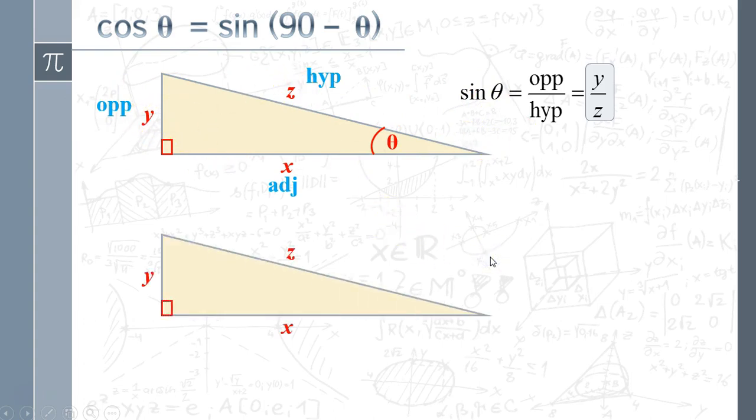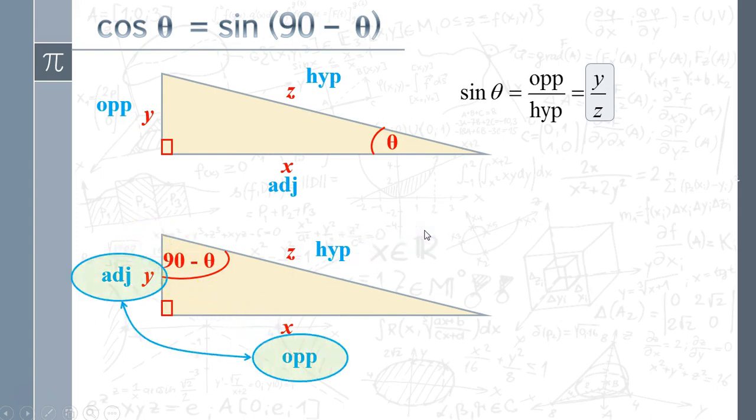Now let's take a look at the same triangle, but instead of looking at this angle in the corner here, let's have a look at this angle up here, which we know has got to be 90 minus theta. If we label our sides, so now that's opposite, adjacent, and hypotenuse, all related to this angle here. So there's my opposite side here, my adjacent side. And you'll notice that essentially now what's happened is the opposite and the adjacent sides have swapped around compared to what we had in the triangle up here.